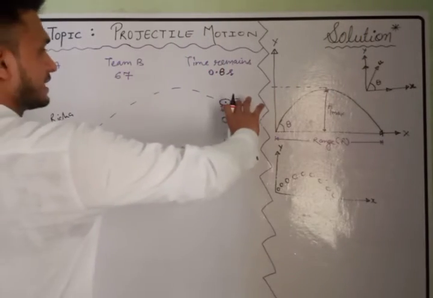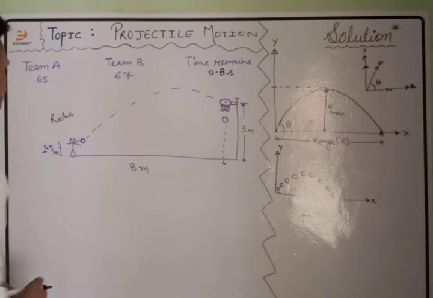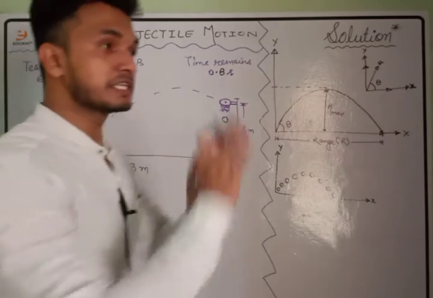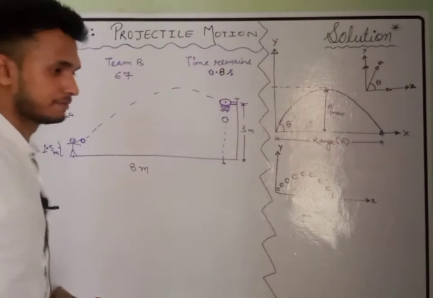The height of the basket from the ground is 3 meters and her height itself, or you can say the height from where she will throw the ball, is 1.5 meters.